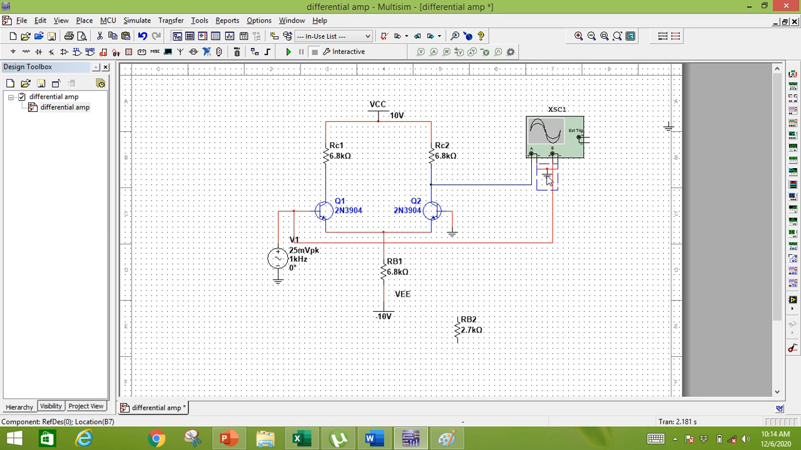So this is actually our circuit diagram. I am applying the AC signal to the base of Q1 while I am grounding the base of Q2. So in this way, I can determine the differential voltage gain.